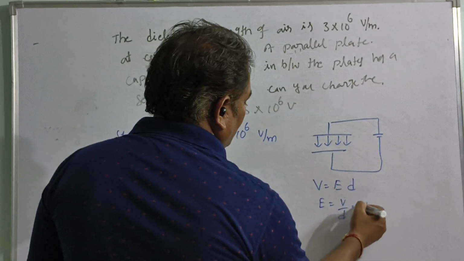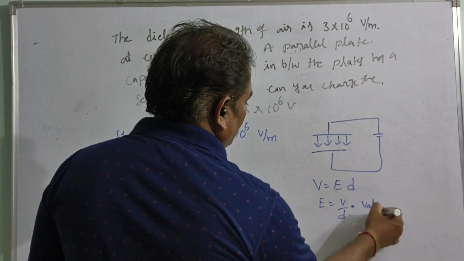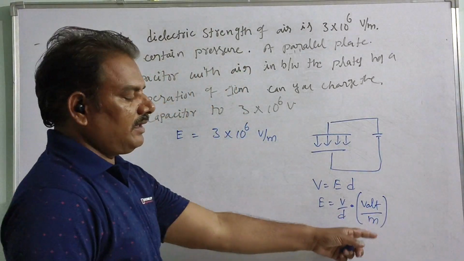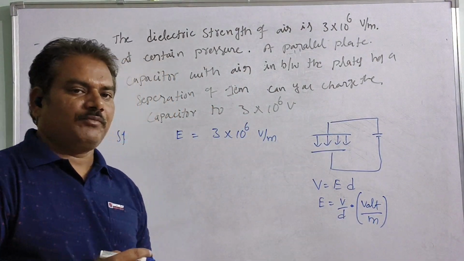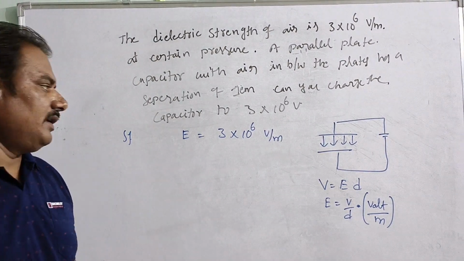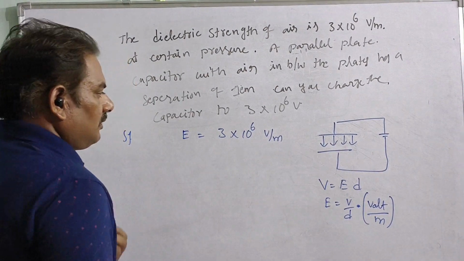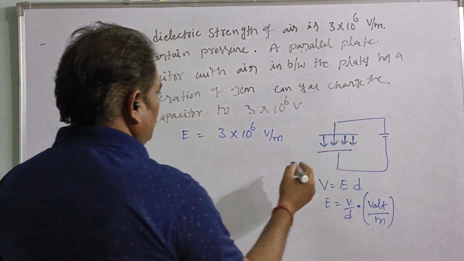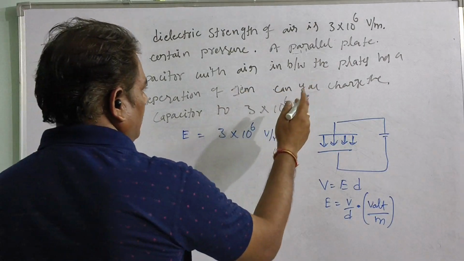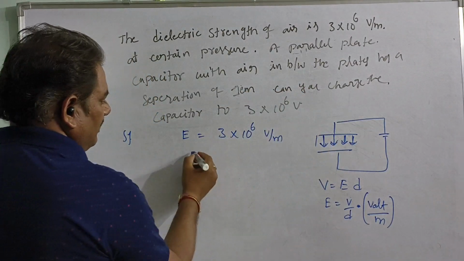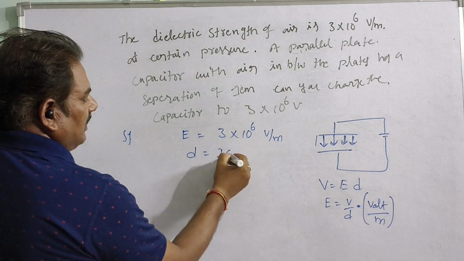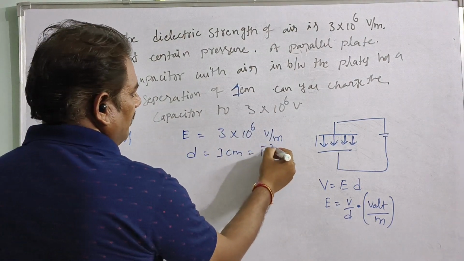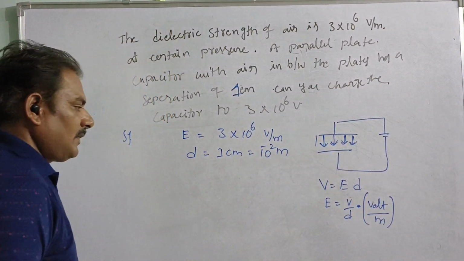What is the unit of potential? Volt. Distance is meter. Volt by meter is the unit of E, the electric field intensity. The electric field in between the plates is E, and the distance of separation between the plates, D, is equal to 1 centimeter, that equals 10 power minus 2 meters.